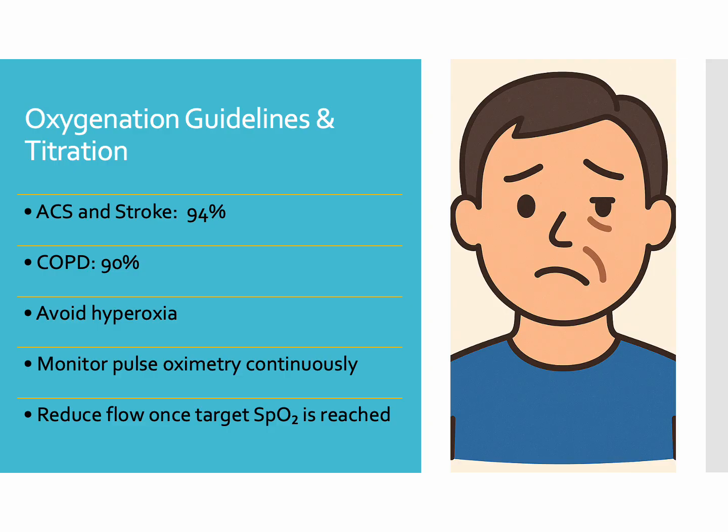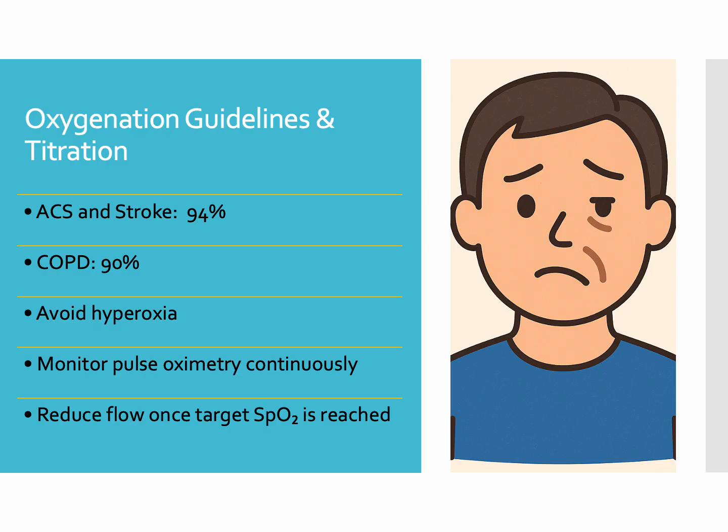AHA guidelines now recommend that patients with suspected acute coronary syndrome, ACS, or stroke not receive oxygen unless SpO2 is less than 94% on room air, if they're presenting with dyspnea, which is difficulty breathing, or if they have signs and symptoms of shock or heart failure. Now keep in mind though, that if a pulse oximeter is unreliable or not available, oxygen should be administered.